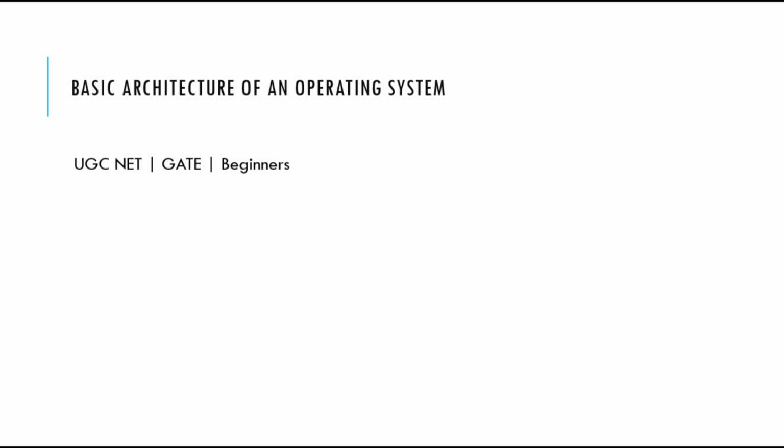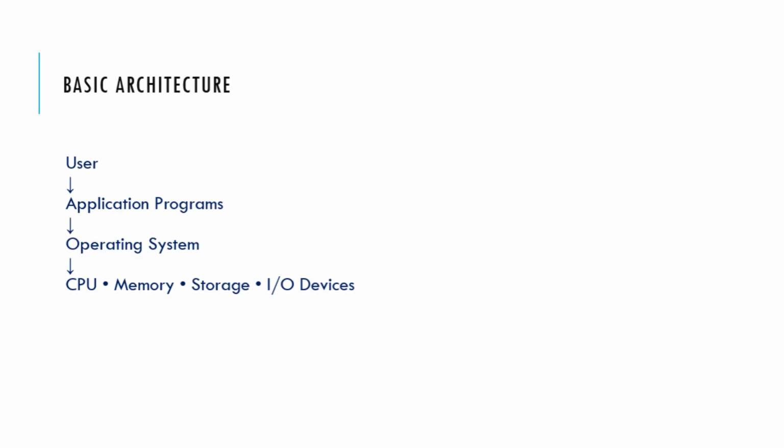In the previous class, we learned what an operating system is. Today, we are going to understand where the operating system is located inside a computer and how a user communicates with the hardware. By the end of this video, you'll clearly understand the complete architecture of an operating system. So, let's get started.